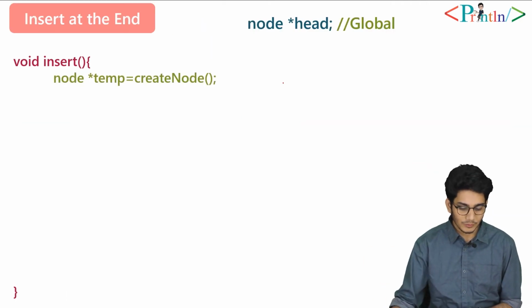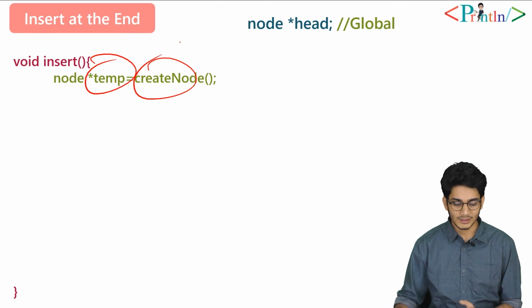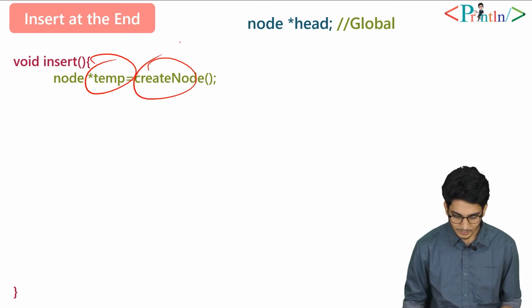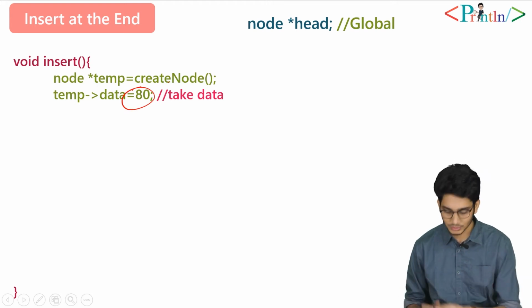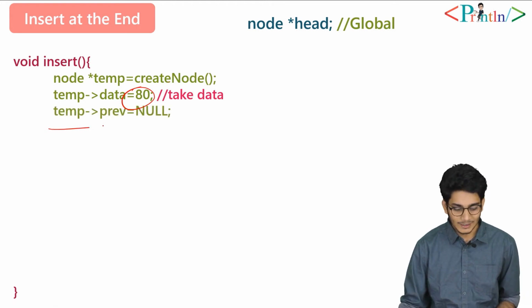So let's look at the algorithm. At first we have to allocate the memory by calling this function. Then we are taking this data, you can assign that, or you can take this data from the user. You are assigning temp prev equals to null, and you are assigning temp next equals to null.